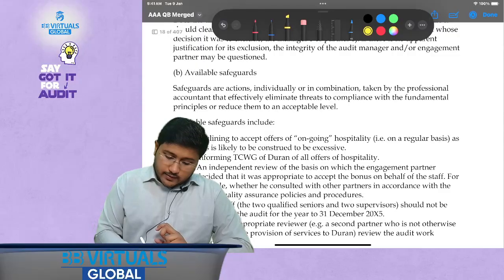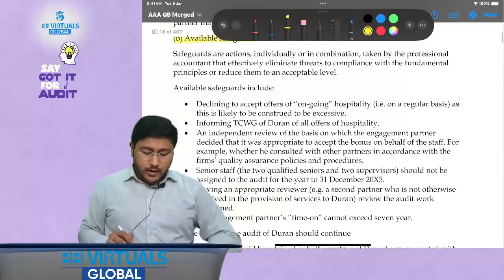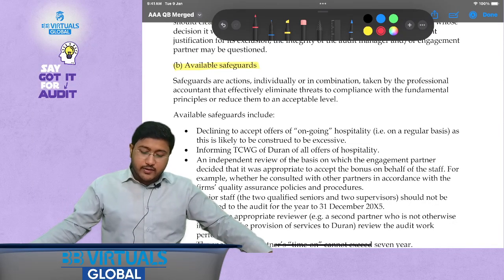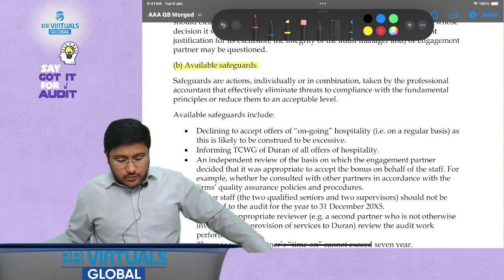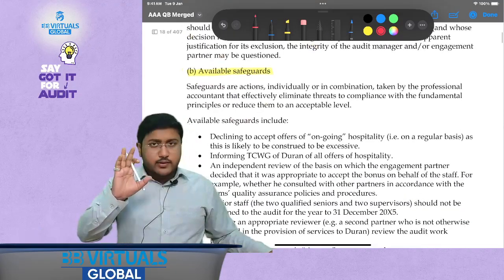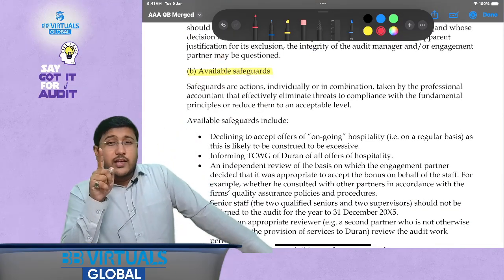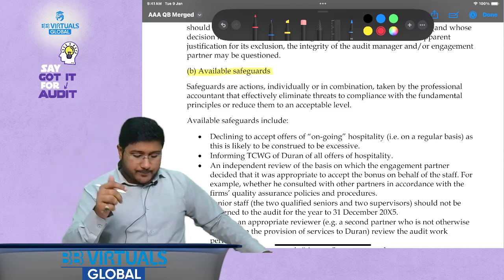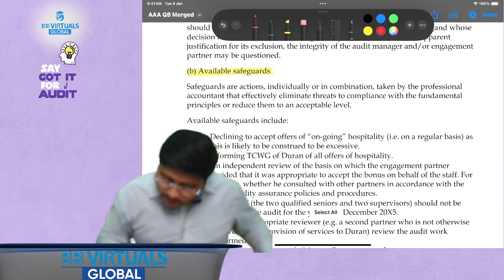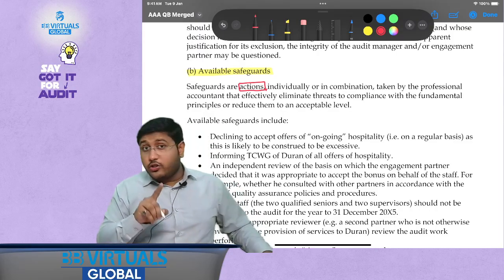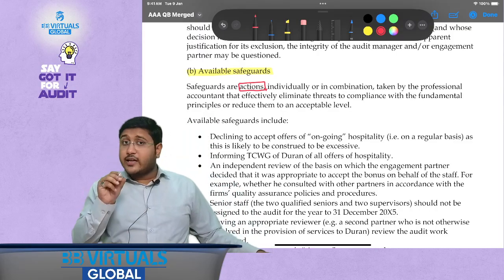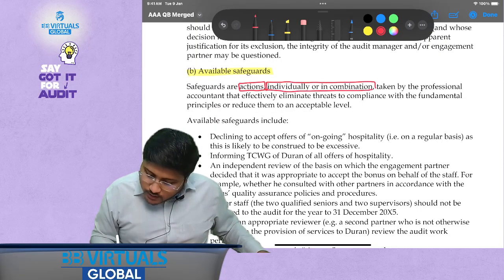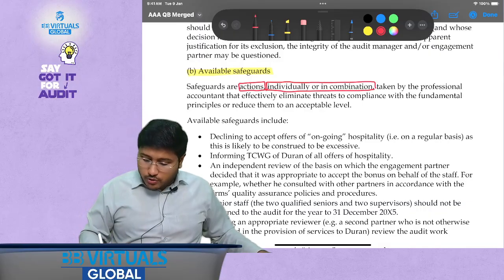Now, available safeguards. This is also important. Safeguards are actions, individually or in combination, taken by the professional accountant that effectively eliminate threats to compliance with the fundamental principles or reduce them to an acceptable level. Now, my dear friends, please try to understand this line. This is not a line which you can draft according to yourself. Why? Safeguards are first of all defined as actions, not processes, not structures, actions. Individually or in combination, like we say for materiality, right? Taken by the professional accountant, not auditor.